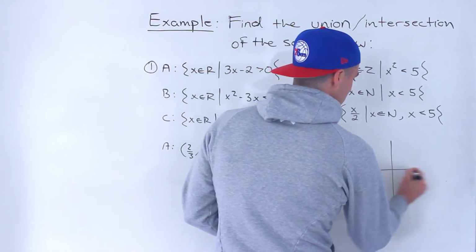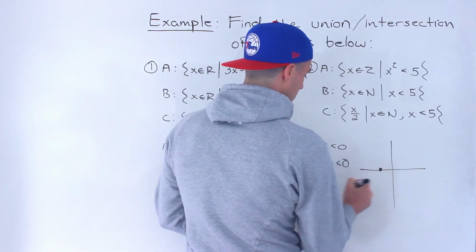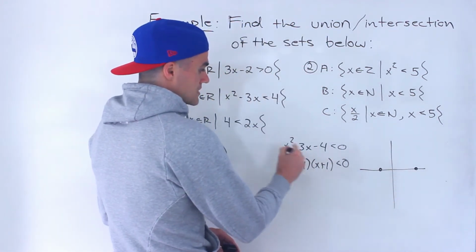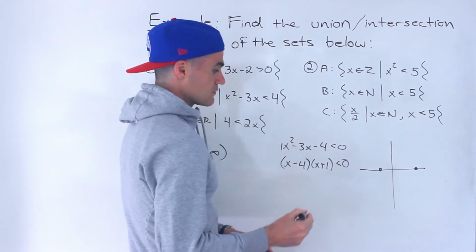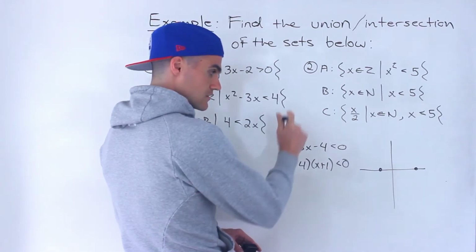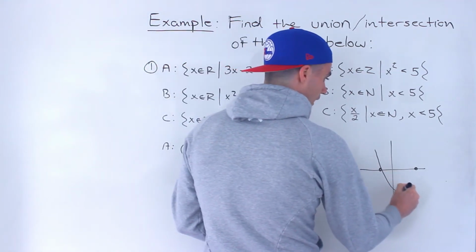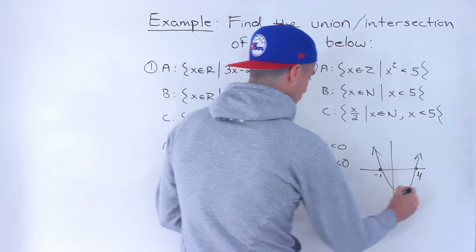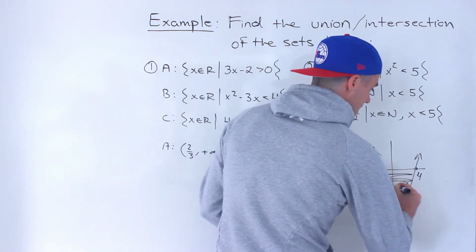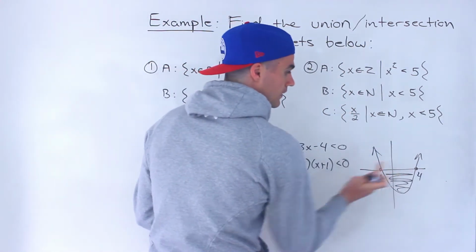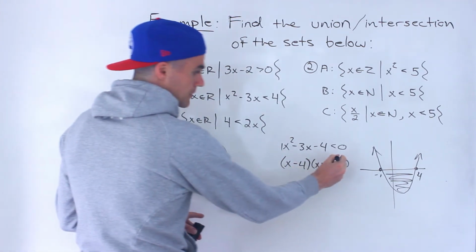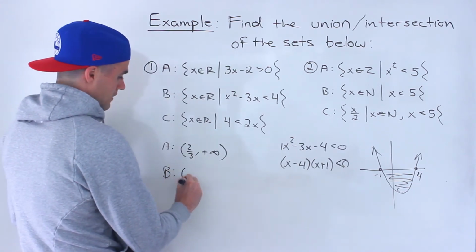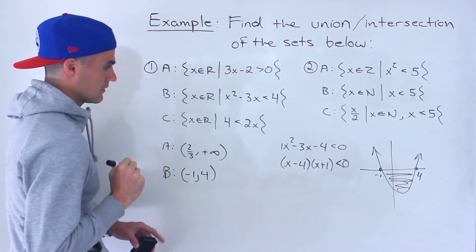If we graph it, we have negative 1 as an intercept and positive 4 as an intercept. This is not to scale. This is a quadratic that opens up because the leading coefficient is positive 1, and if the leading coefficient is positive, it opens up. So when is it less than 0? In the area between negative 1 and 4, not inclusive of them, because it has to be less than 0, not less than or equal to 0. So set B can be rewritten as negative 1 to positive 4.